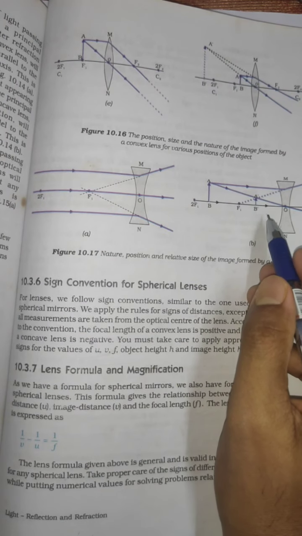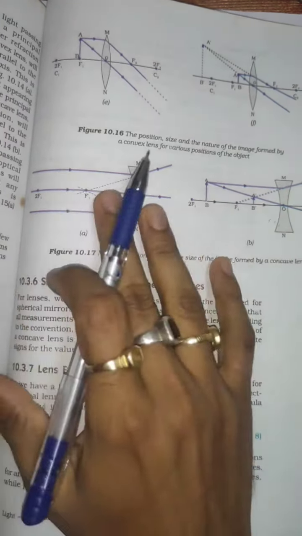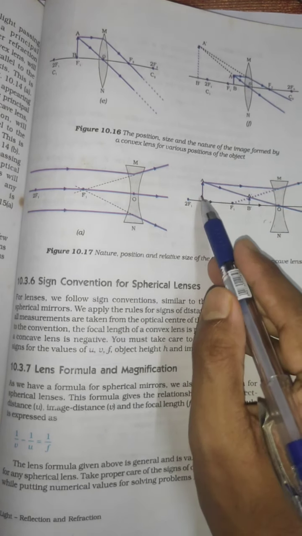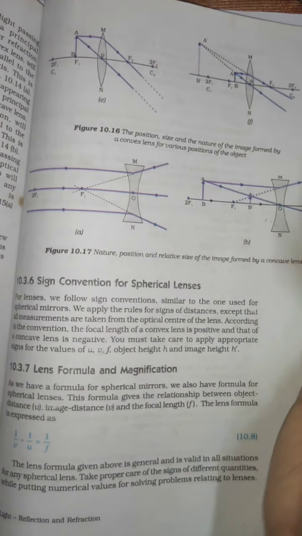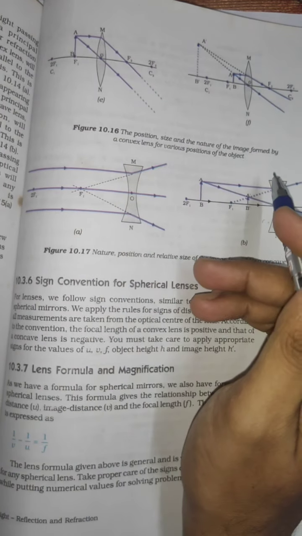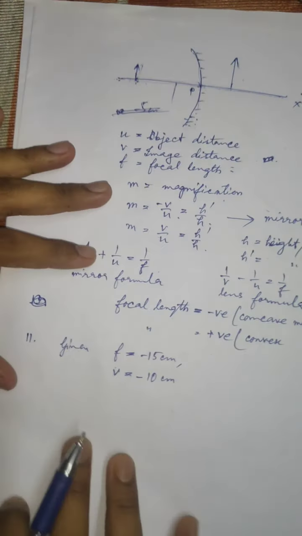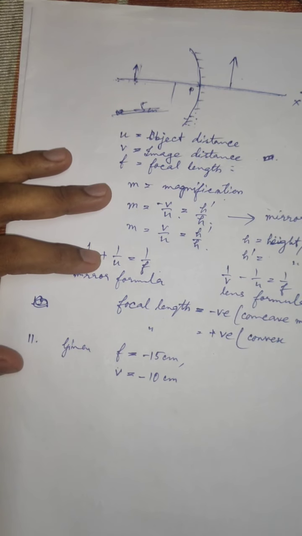You see this diagram of concave lens. In both cases, this is actually the case of infinity, but if this is the popular case, you see the object is placed here and image is formed here. So both are in the same direction, and this direction as per the sign convention is negative. That's why we have taken it as negative.